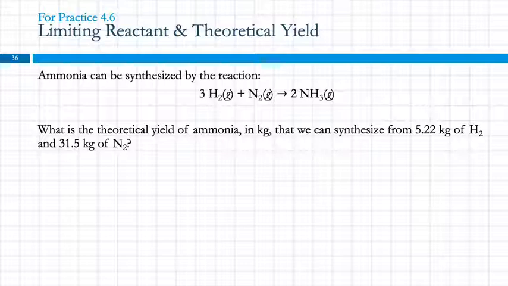So I read the problem and I pull out the numbers and I write them under the equation. So hydrogen, it says 5.22 kilograms and 31.5 kilograms of nitrogen. And what are we trying to find? Theoretical yield of ammonia in kilograms. So we did a kilogram problem last week, and I showed you a couple different ways to deal with the kilograms. Does anybody have a preference? Let's just convert our grams on the periodic table to kilograms. We could do that. Just ignore it.